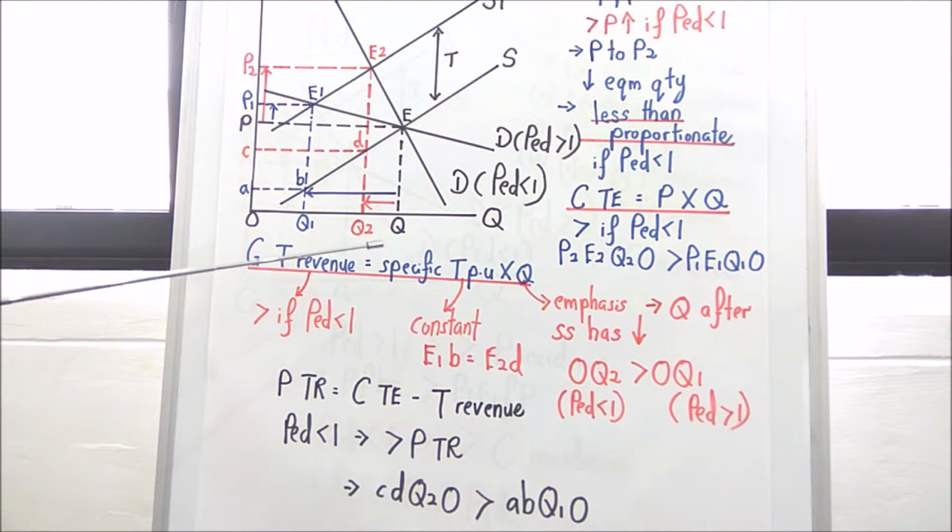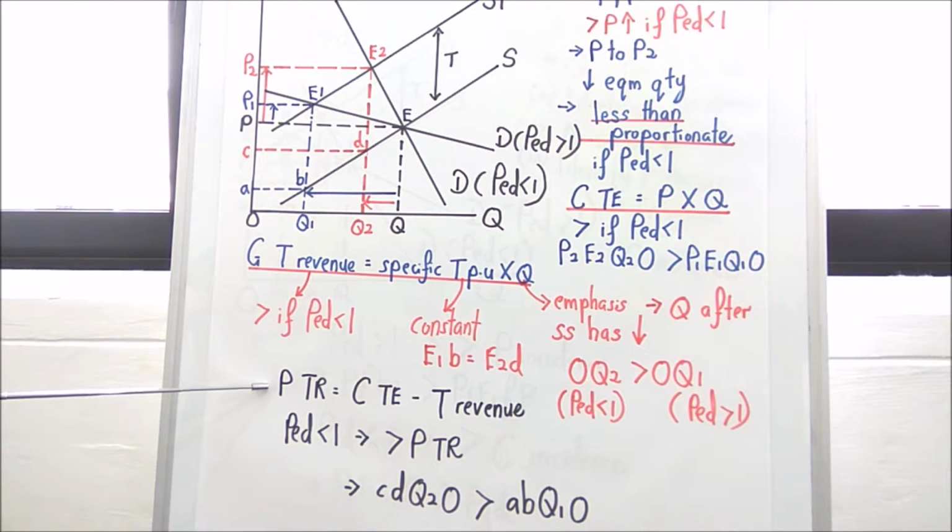So if your PED is less than 1, right, the quantity will be at OQ2. But if your PED is more than 1, it will be at OQ1. So thereby, the tax revenue will be greater if PED is less than 1, because OQ2 exceeds OQ1, whereas the tax per unit is constant, right? With E1B the same as E2D. So thereby, P2, E2, D, C exceeds P1, E1, B, A.